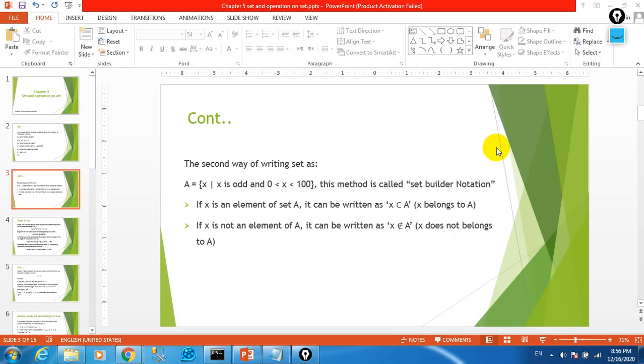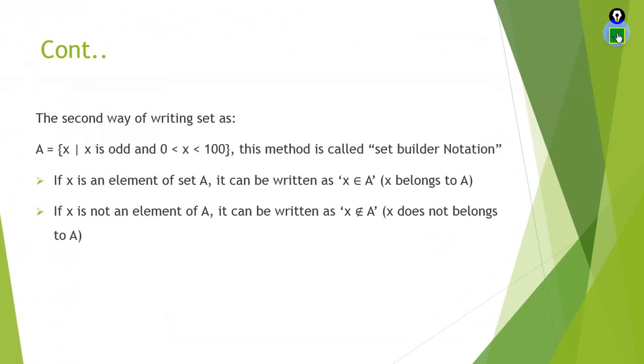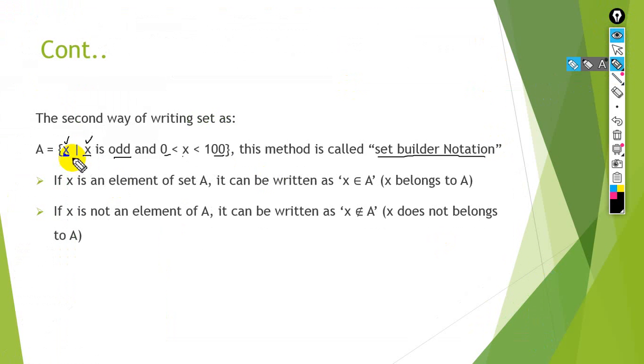Okay, so here we have set builder notation. In this case we will write x, where x represents the object of the set, such that the condition is defined: x belongs to the odd numbers. Which odd numbers? The odd numbers between 0 and 100, so x should be greater than 0 and less than 100. So we can write a set just like this.